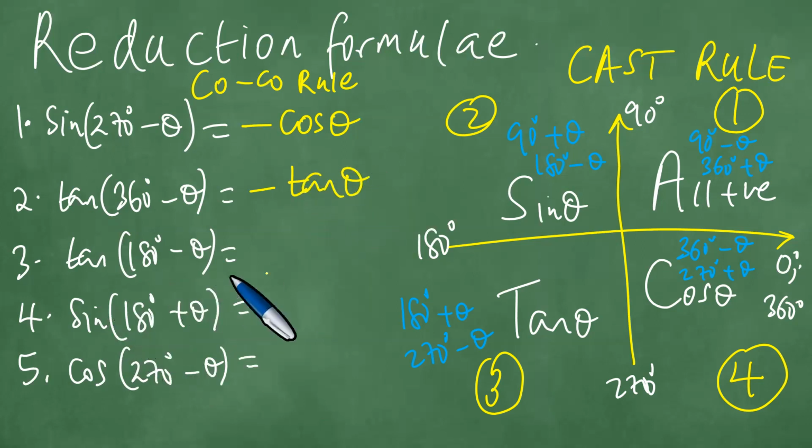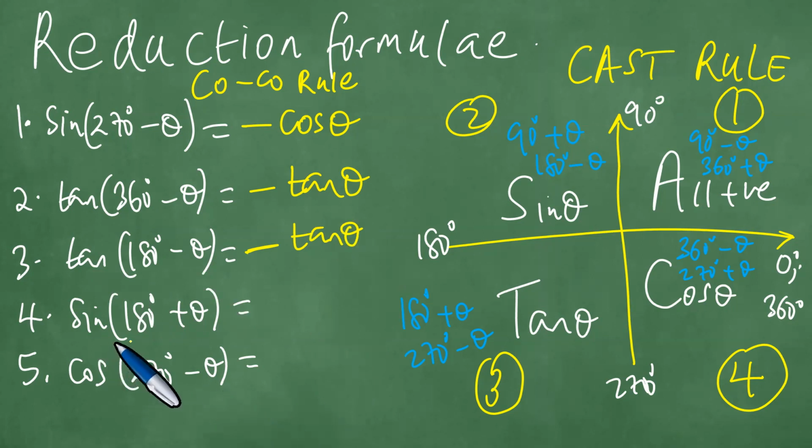Now, if you have 180 degrees minus theta, in which quadrant is it? 180 degrees minus theta is in the second quadrant, where the sine is the only one that is positive, and therefore the tangent is going to be negative. And then you copy tangent and theta, like so.